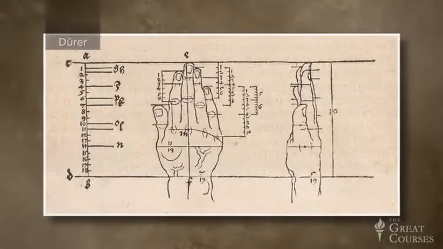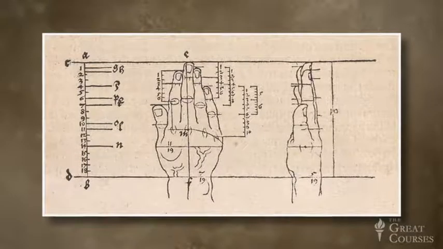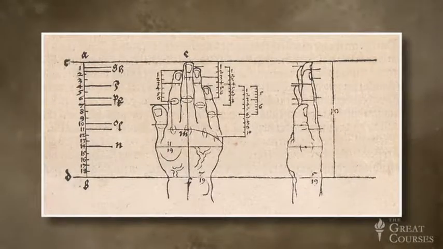Try drawing a dorsal or back view of a hand using the same method. Here's an example from Dürer. He not only made hundreds of drawings of figure proportions, but, like Leonardo, assiduously worked out systems of measure for individual body parts. There are a couple things to note here.